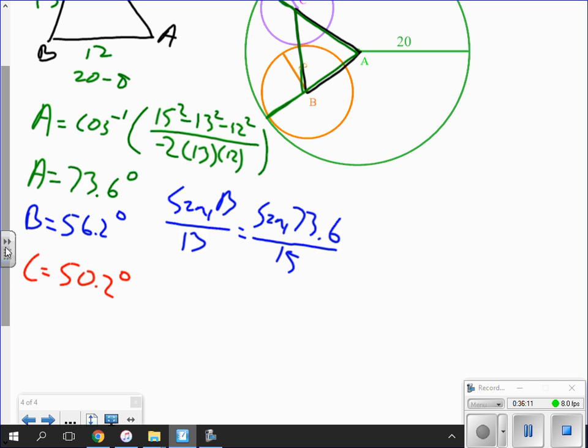So now you have right triangle stuff: Pythagorean theorem, right triangle trig. If it's not a right triangle, law of sines, law of cosines will get you everything else.